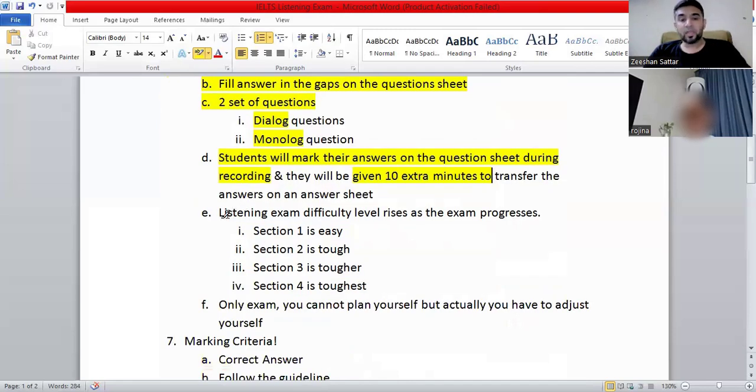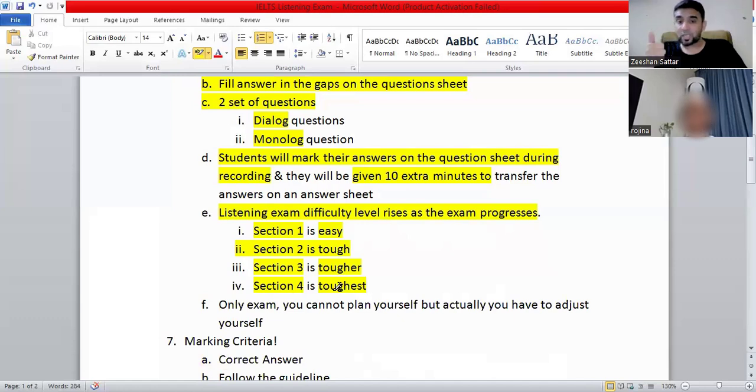So now, in the listening exam, the difficulty rises as the exam progresses. For example, section 1 is known as the easy section. Section 2 is known as the tough section. Section 3 is known as tougher, and section 4 is known as the toughest section. So as the exam progresses, it is easy, it is tough, it is tougher, it is toughest.